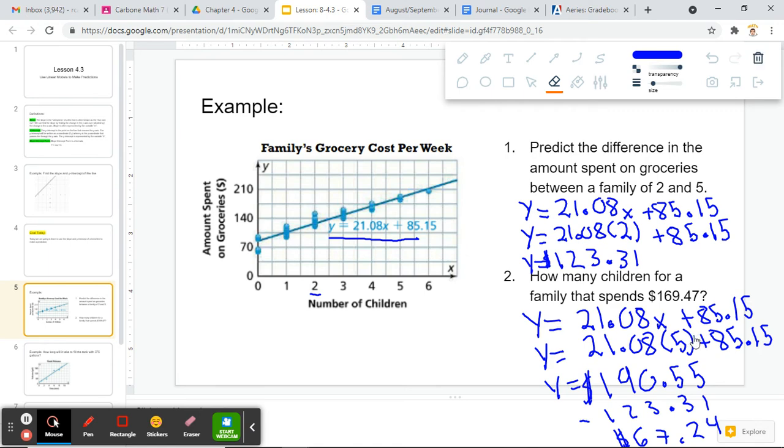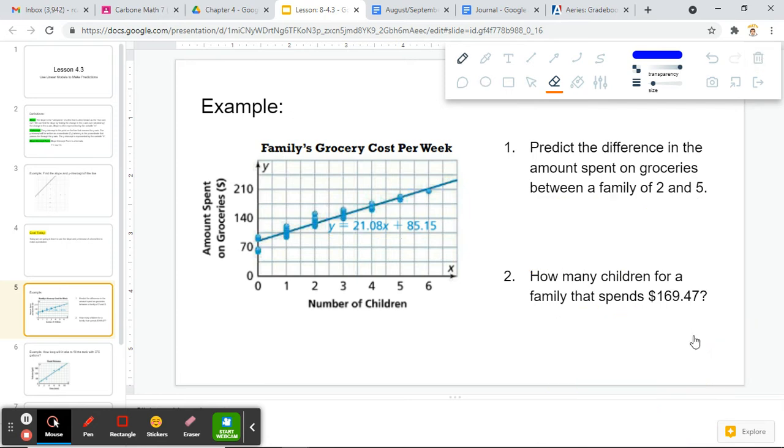So if you guys need to pause the video to get this down, I would recommend that. But I'm going to go ahead and erase this all. Okay. So how many children for a family that spends $169.47? Okay, so again, let's start with writing our slope-intercept form out here.